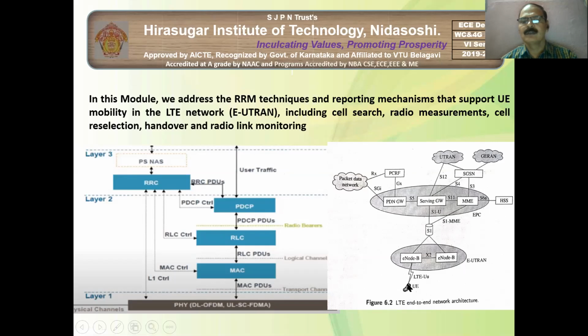As we know, in the LTE architecture, whenever the mobile or the user equipment wants to make a call, it is first connected to E-UTRAN, the evolved UMTS terrestrial radio network. E-UTRAN is nothing but the eNodeB, the towers, and we know this also. The towers are connected to each other by an interface we call X2, and these towers are connected to the serving gateway and the mobility management entity also.